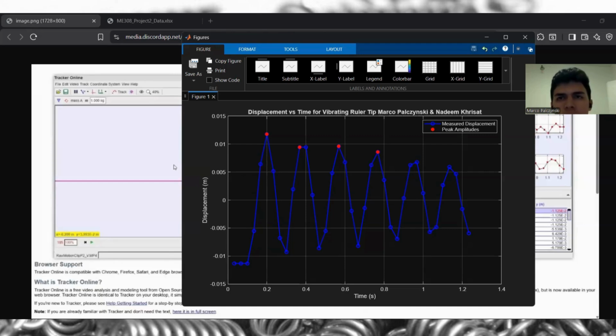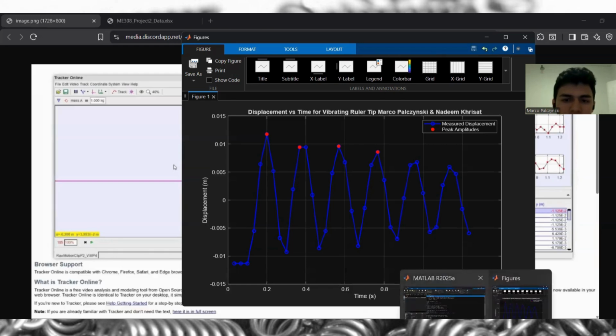From these peaks in MATLAB, we calculated a logarithmic decrement of about 0.22 and a damping ratio of about 0.035, or roughly 3.5%. These numbers mean that each vibration cycle loses about 3.5% of its energy, which is typical for stainless steel vibrating in air and matches what we would expect in theory.